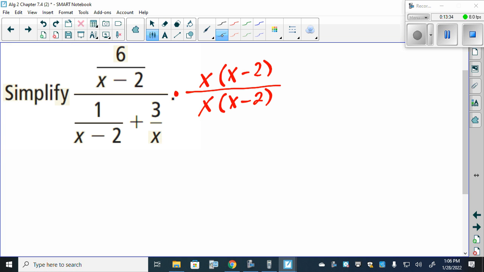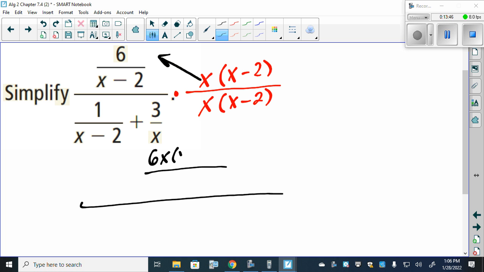So we can go on and multiply these here. So the x times x minus 2 would multiply with the numerator of the numerator. So on top we would have 6 times x minus 2 over x minus 2.